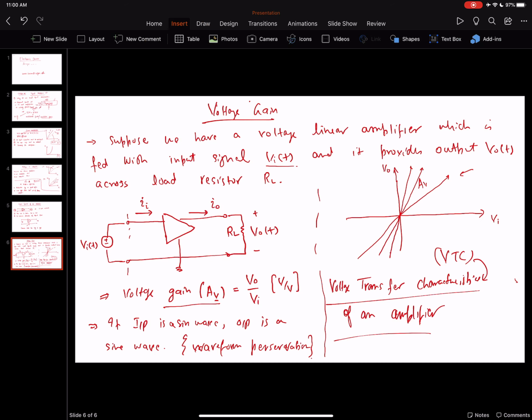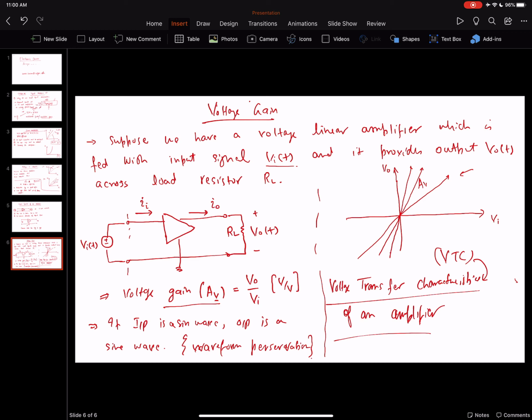So we are still talking about the gains. We just talked about a gain. Again, our circuit will remain the same. In this linear amplifier circuit, we connected the circuit to the input voltage, VI of t. II is the current drawn from the source, and it has a load resistance attached at the output. And the output voltage is V naught of t.